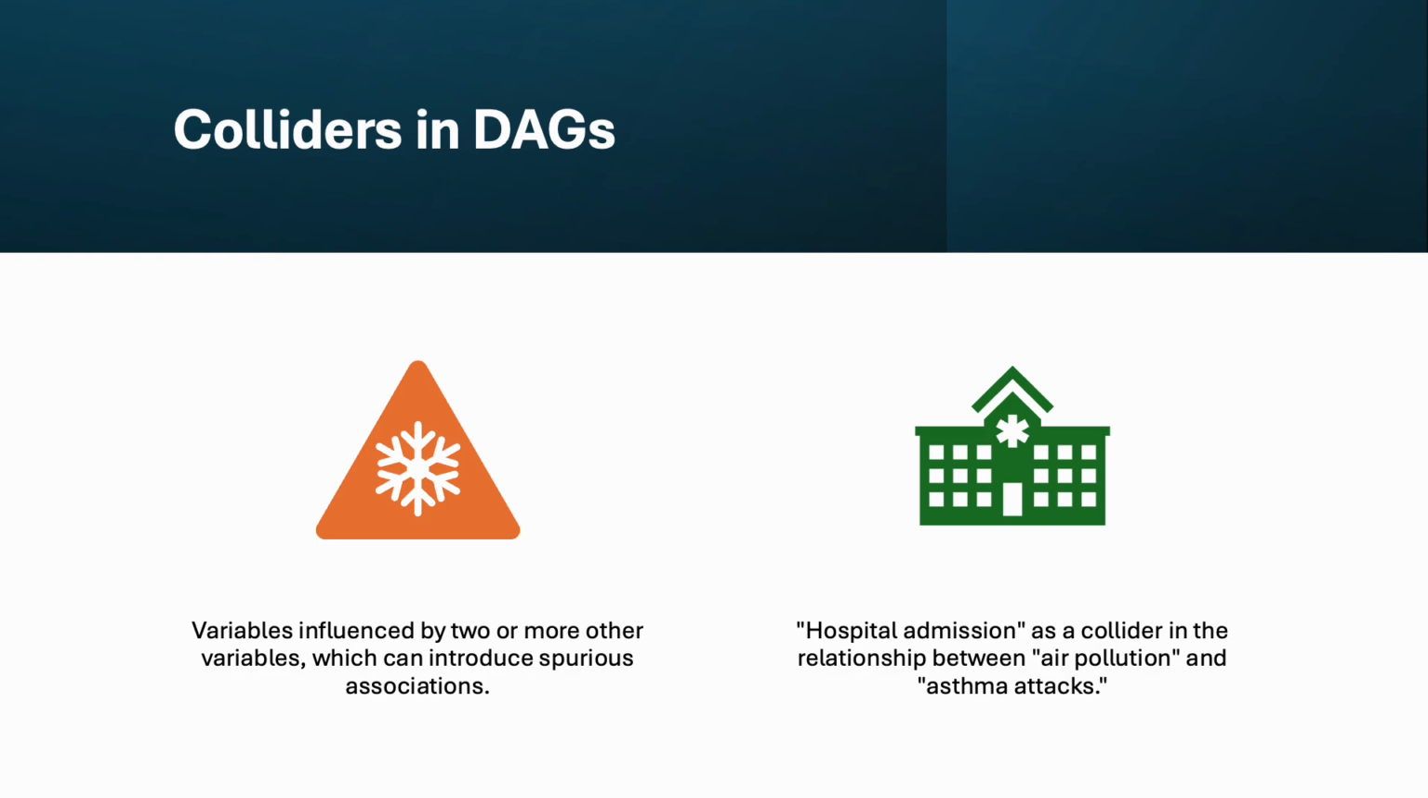If we don't account for colliders properly, we might draw incorrect conclusions, such as thinking air pollution and asthma are unrelated, when they actually are. Colliders can trick researchers into seeing patterns that don't reflect true causality.